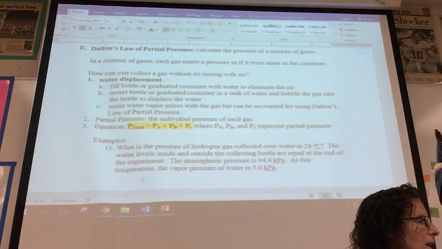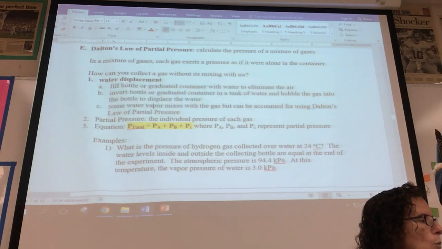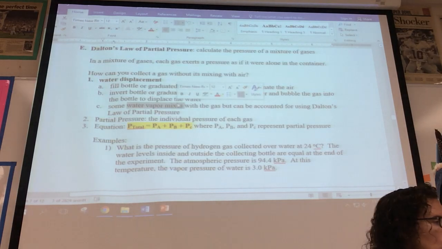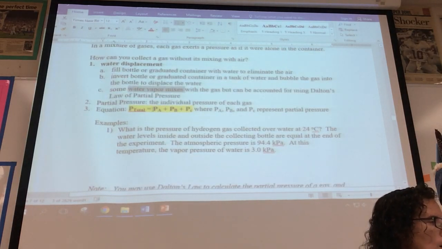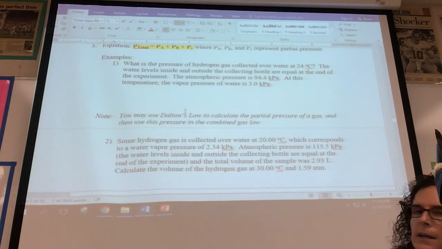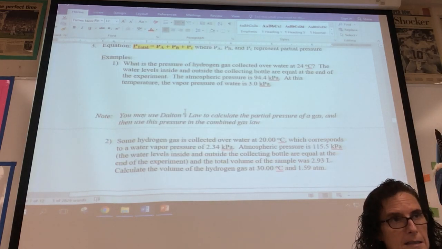Water displacement, I wrote it all out here. But again, you will get some water vapor mixing with the gas that you're collecting, and you need to correct for that. So Dalton's law of partial pressure says the total pressure is equal to the sum of the partial pressures. And again, these are partial pressures of gas A, B, and C respectively. The first example looks wicked hard, and it is extremely easy.